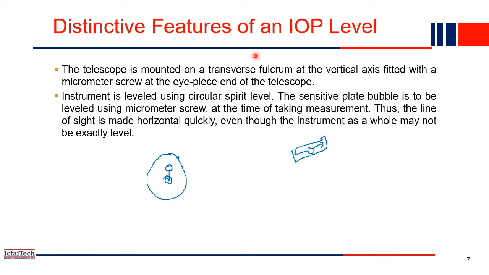That's why the IOP level is very useful when you want to change stations very quickly. Initially at one station you measure two distances, then you go to another station and take measurements. So if you want to frequently change the instrument's position or settings, the IOP level is very useful, and you can make the observations very quickly.